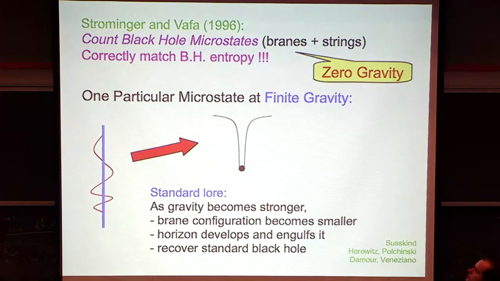So there's an old story by Strominger and Vafa, which actually counted black hole microstates back in '96. And if you count black hole microstates, you can actually match the black hole entropy on the money. You can actually match the Bekenstein-Hawking entropy.